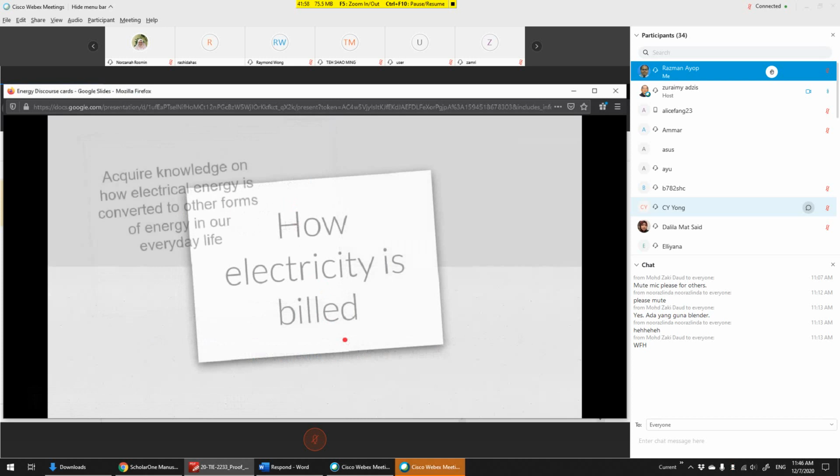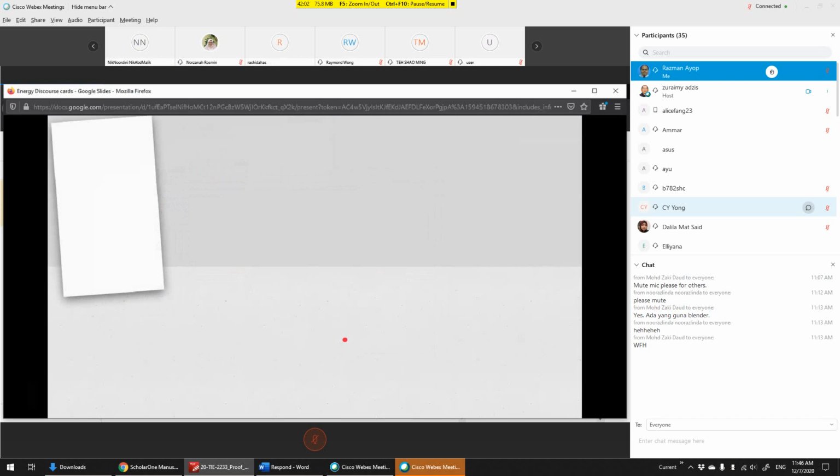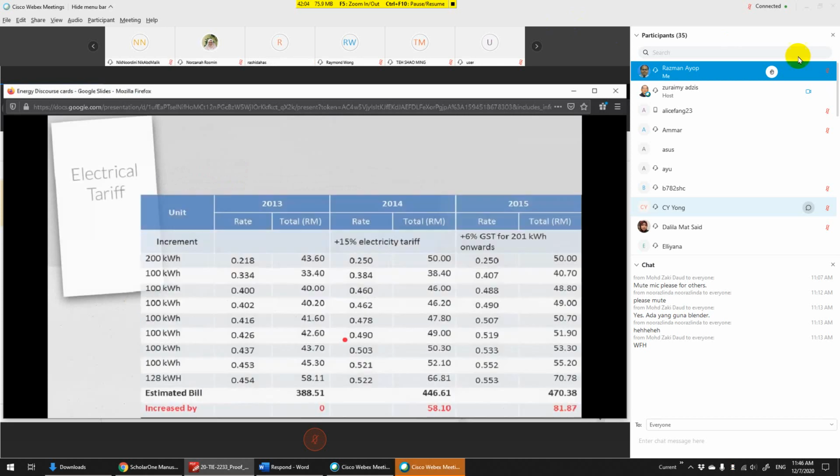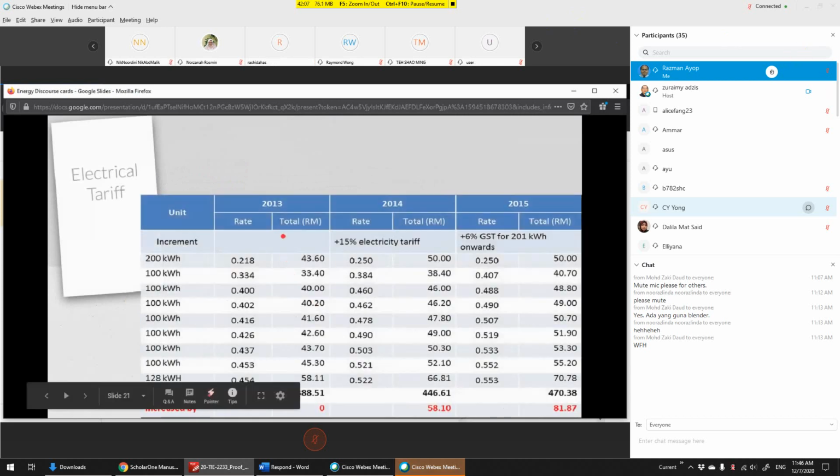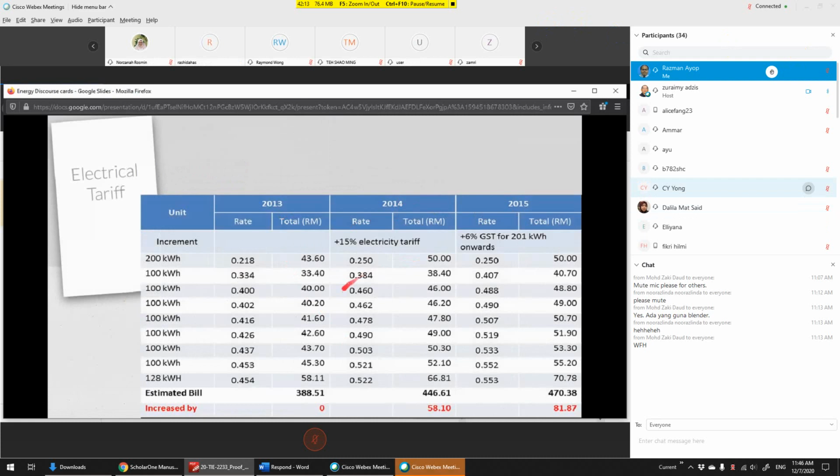All right, why? Because first of all, how is it built? The tariff. All right, and this tariff is not the recent one. This is just to show you 2013, 2014, and 2015. There have been changes of tariffs. The last tariff change is in 2018, and you can have a look at it at the back of your bill. That is the most current tariff. But what I'd like to share with you is that look at the tariff for this 2013.